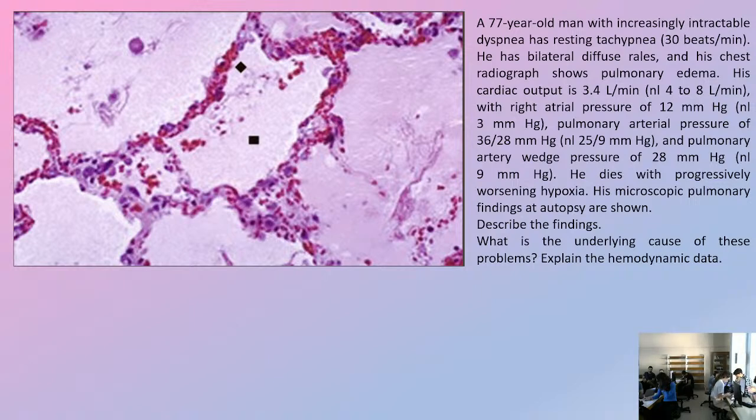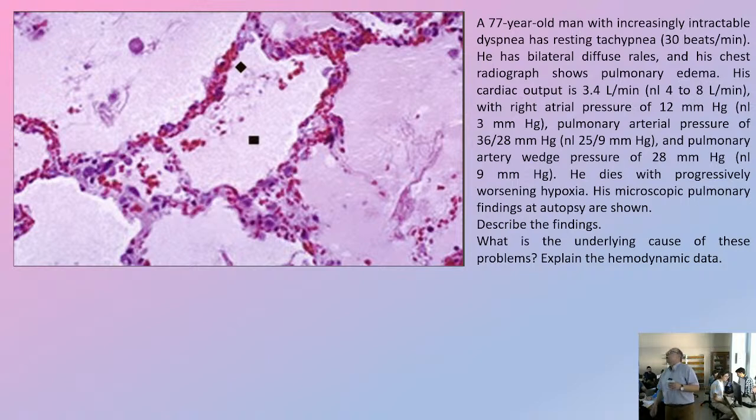And what can we see here? Have a look. The cardiac output is diminished. The right atrial pressure is increased. The pulmonary arterial pressure is increased. However, which is the key finding dealing with the situation of the left atrium, the pulmonary artery wedge pressure. You see, it is also significantly increased, so the problem is in the left heart.